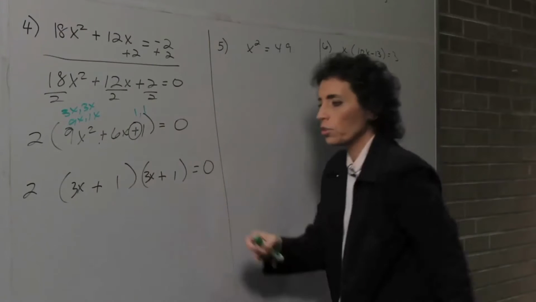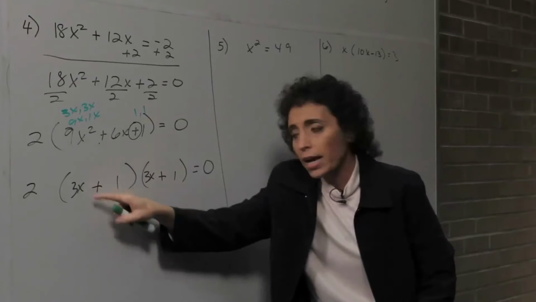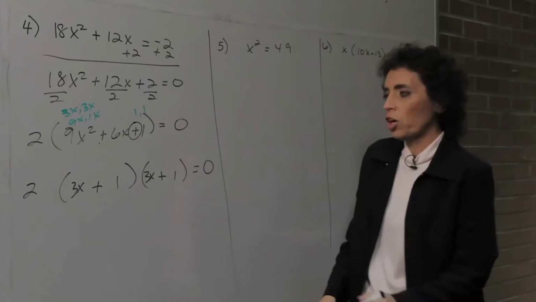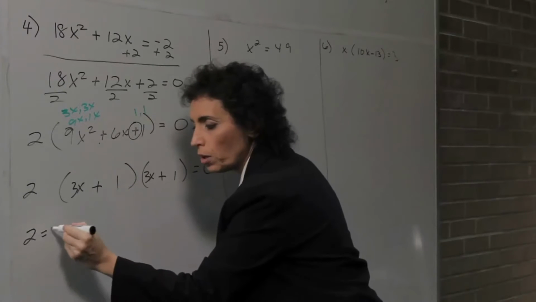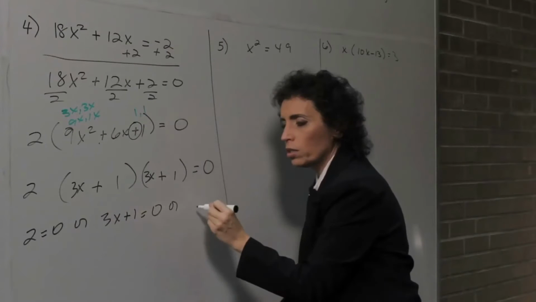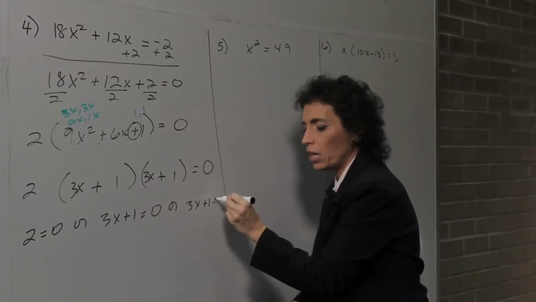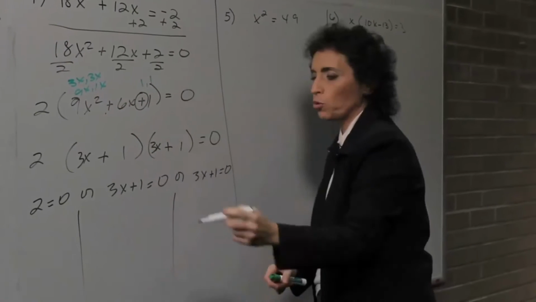1, I have no choice. Check my middle term. Positive 3x, positive 3x. That gives me that positive 6x. We're good. Here we go, setting each factor equal to 0. 3x plus 1 equals 0, or 3x plus 1 equals 0. Well, I'm not going to solve this again because I know it's the same answer, right? It's that one where we get that same root twice.